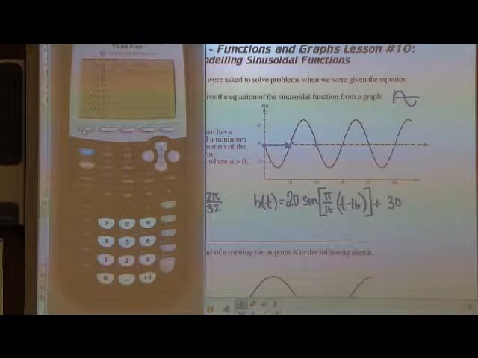And then my y equals, I would clear this one. And then it would be 20 sine. I would open up another bracket so I could do my pi divided by 16 bracket, then open up another bracket to go x minus 16, and then I would close it twice, plus 30. Double check that you're in radian mode, press graph, and do the two screens match? Yes. Okay?